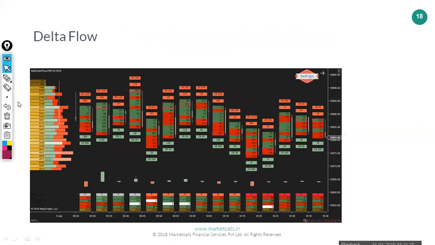Again, delta flow. Delta talks about the net difference. What is a delta? The delta is nothing but the total number of buyers in that particular candlestick minus the total number of sellers in that particular candlestick. So if you are seeing green color, that means buyers are in control. The delta value is positive. If the delta is positive, it means buyers controlled at that price level. If the delta is negative, it means sellers are controlling at that price level.